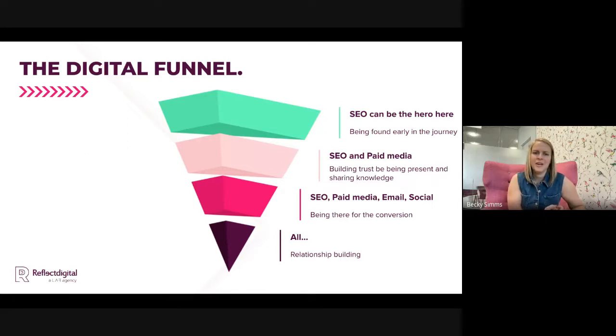And then as we come on to being there for the conversion, SEO, paid media, email, if we've managed to capture their email, social. I mean, social is a different beast in itself because social can sit everywhere in the funnel. I know a lot of people are starting to use Instagram for their research, etc. So that's probably another talk.